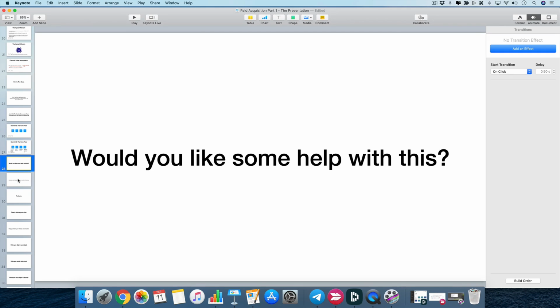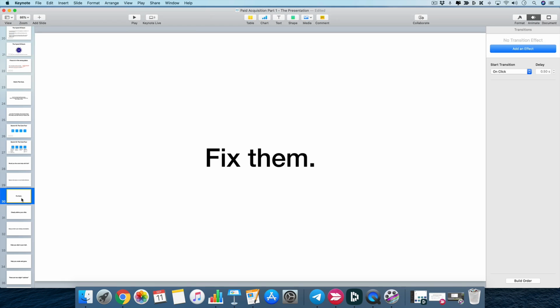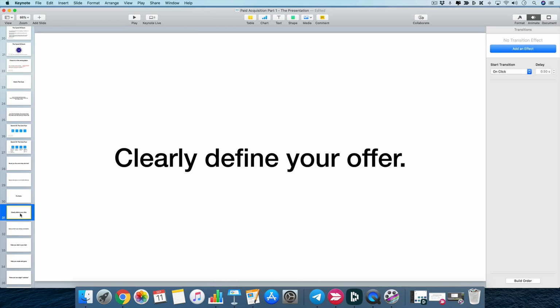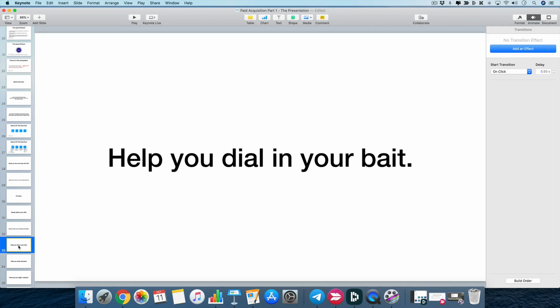And when we call, we're going to take a look at everything you've got going on, and we're going to figure out where the bottlenecks are. It could be in the way you're having the conversation. It could be that the lead flow is broken, or maybe it's both of those. And essentially, we're going to figure out ways to fix them. That could be by clearly defining exactly what your offer is and how to present that. Or maybe it's helping you dial in that closing conversation. Or maybe it's helping you dial in your bait, which, as you know, is the lead magnet.